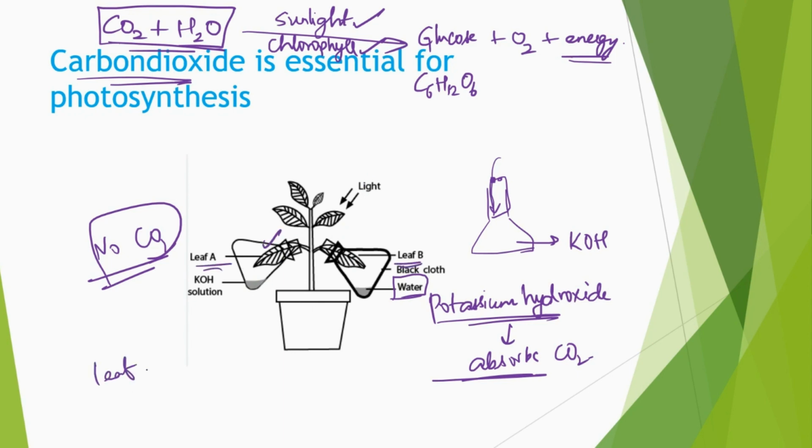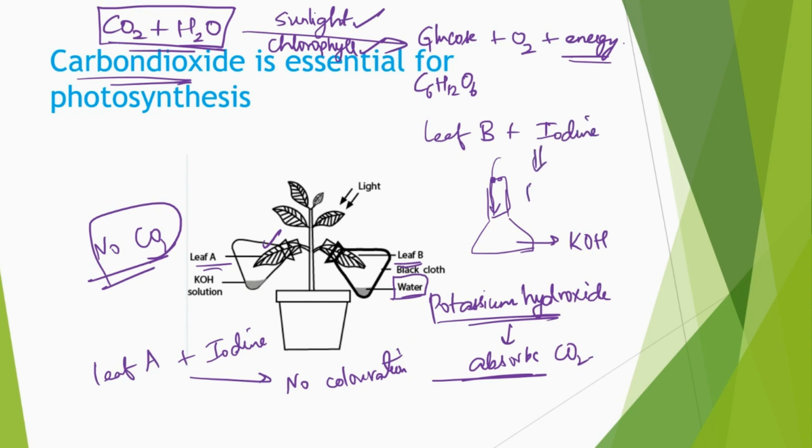When you add iodine to leaf A, there will be no coloration seen. But when you add iodine to leaf B, there is blue-black coloration. Why is it? This is because in leaf A, though light is present, the air which is entering, containing the carbon dioxide, is absorbed completely by KOH. So there is no carbon dioxide left for the plant to take in for the process of photosynthesis. As a result, there is no glucose formation, no starch, and hence no coloration seen in the case of leaf A.